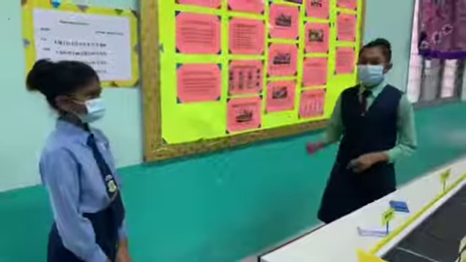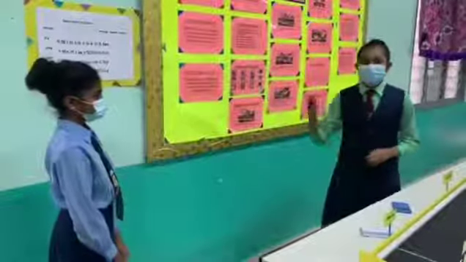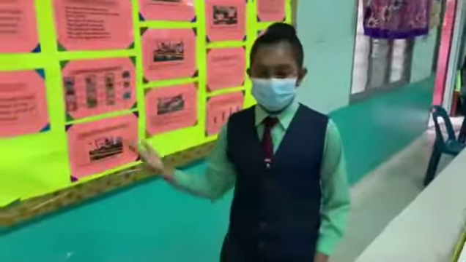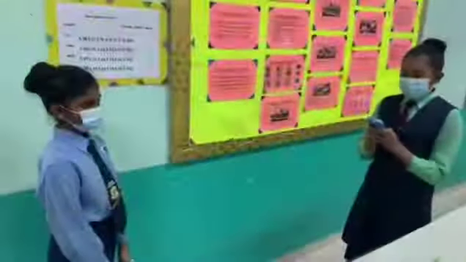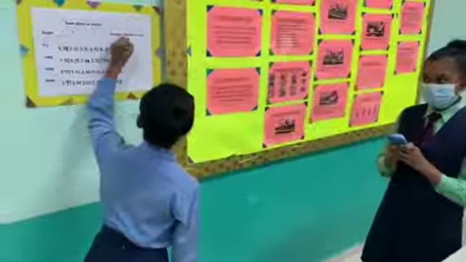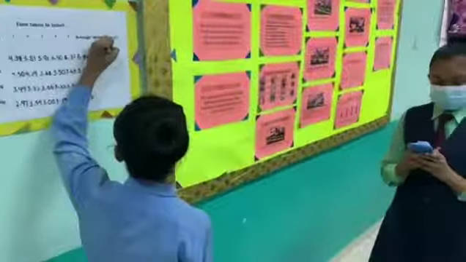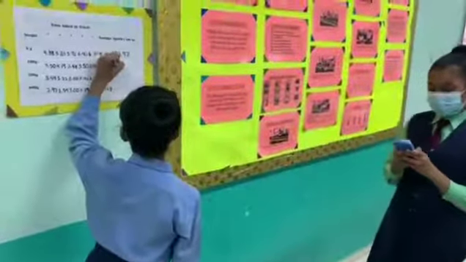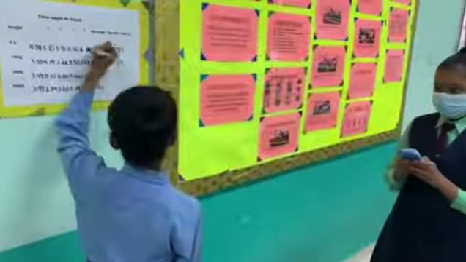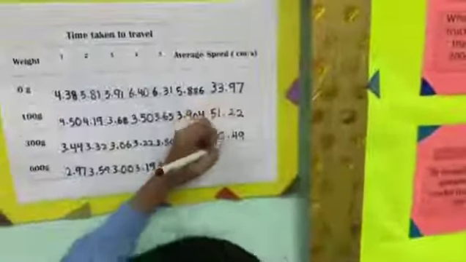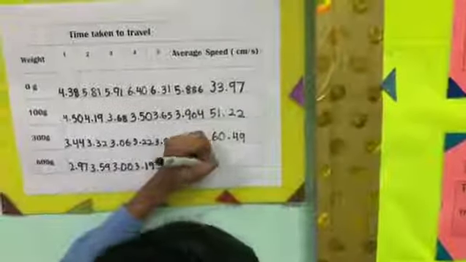The speed was calculated and noted in the table. We use the speed formula to calculate. Speed equals distance divided by time. 0 gram, 33.97. 100 gram, 51.22. 300 gram, 60.49. 600 gram, 63.09.